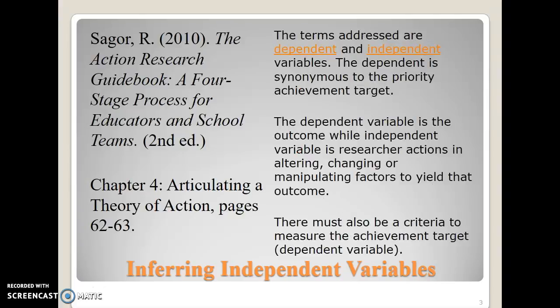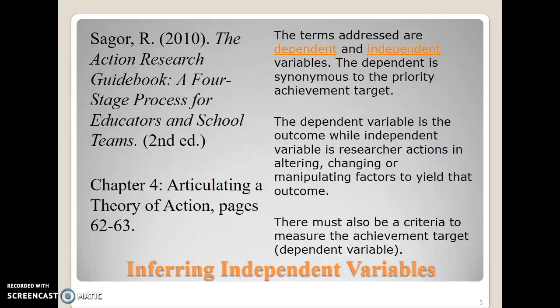The terms used in the book are dependent and independent variables. The dependent variable is synonymous to the priority achievement goal. I typically say the dependent variable is the outcome. It is what is produced. And the independent variable is the one thing that you are changing or manipulating in order to get that particular outcome. The dependent variable is the outcome, while the independent variable is the researcher's actions in altering or changing or manipulating those factors to yield that outcome.